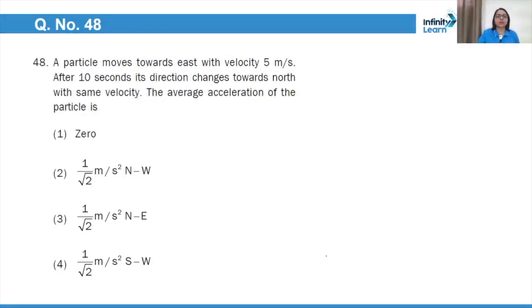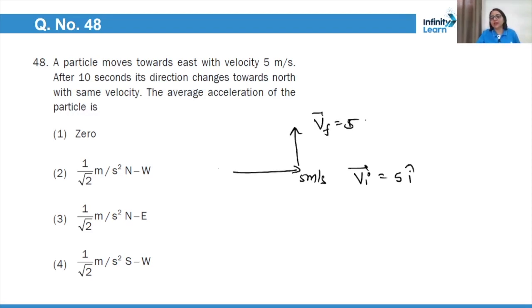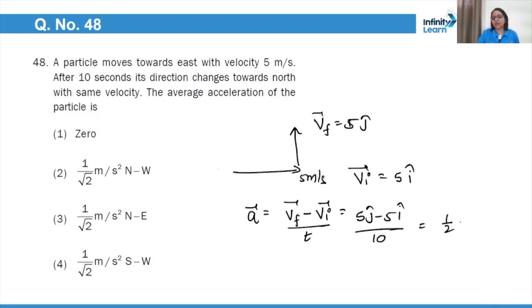Question number 48. A particle moves towards east with velocity 5 meter per second. So the initial velocity vector is 5 i cap, and after 10 seconds, its direction changes towards north with the same velocity. So the final velocity vector is 5 j cap. Average acceleration is asked. So the average acceleration vector will be v final vector minus v initial vector, which is 5 j cap minus 5 i cap, divided by time, so this is 10, right? So we have 1 by 2 j cap minus 1 by 2 i cap, right? So this is the vector format.